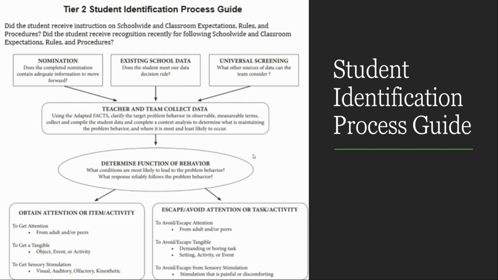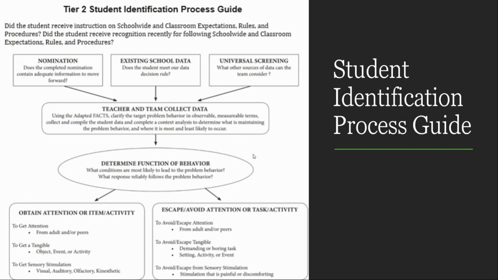So part of the student identification process, again, as we said, is that the tier two team has a process in place to identify students and then to collect data to determine the function of the behavior. Okay, so here's a quick flow chart. And again, I obtained this from the Missouri PBIS website.